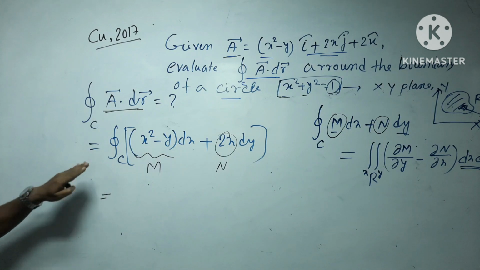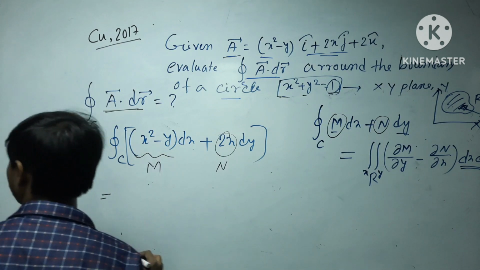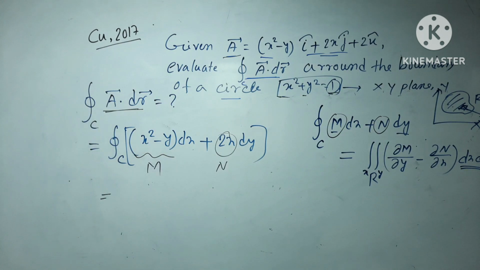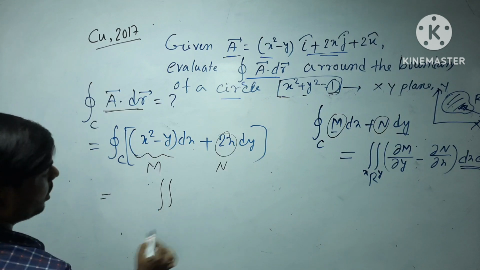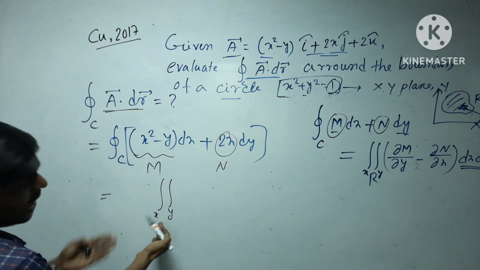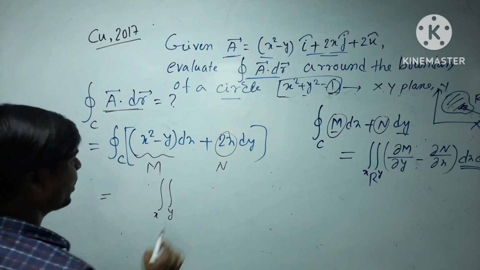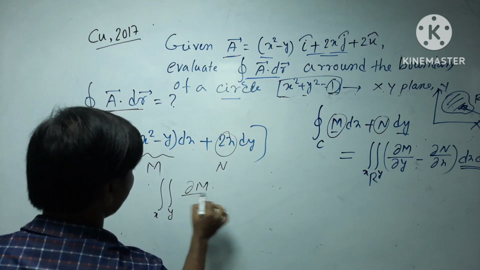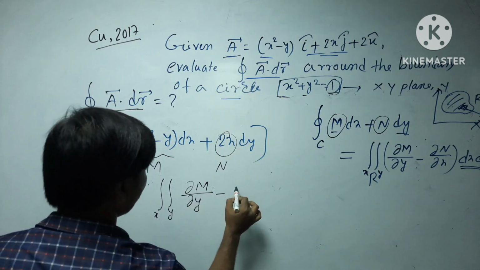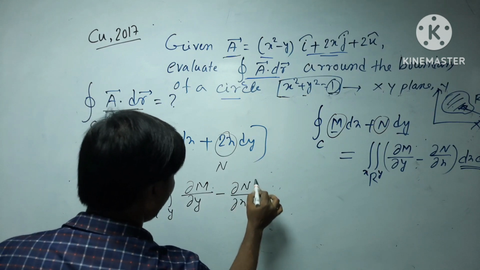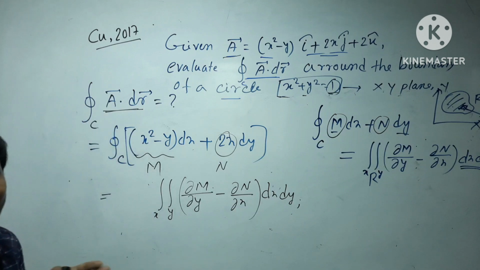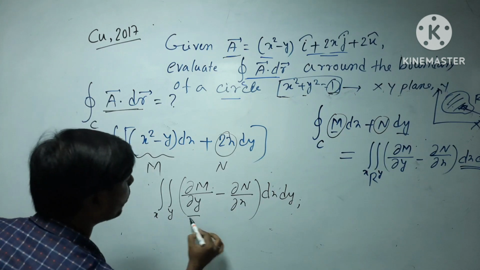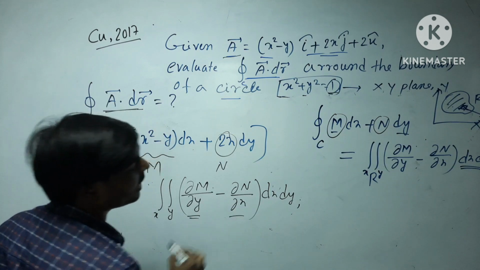So we can write this equation, এই ইন্টিগ্রেশনটাকে আমরা কিভাবে করতে পারি? So this integration is nothing but, over the region R, this is del M del y minus del N del x dx dy. তাহলে এখন আমাদের থেকে গেলটা কি? What we have to find out? We have to find out del M del x, del M del y and del N del x.